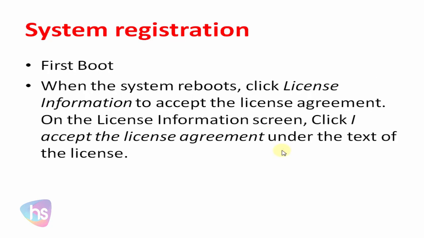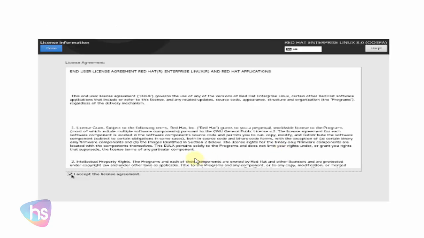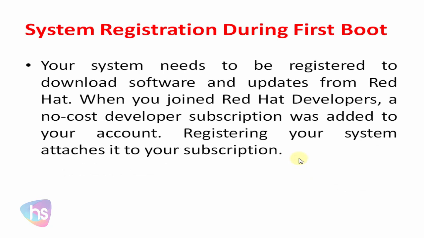System registration. On first boot, the system will ask you to agree to the license terms and conditions, and you have to click I accept the license agreement under the license text box. See, this is the window; it displays the user agreement. Click I accept the license agreement.